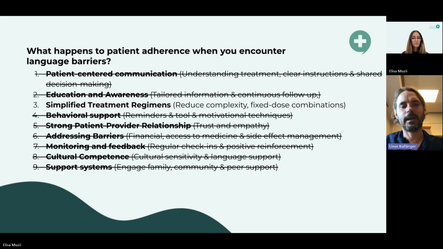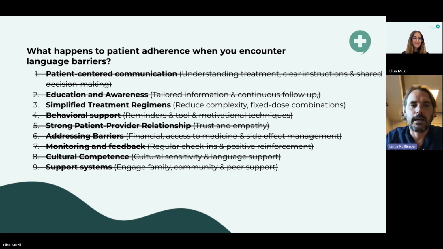But of course, I've kept one there. It's simplified treatment regimens. Of course, you can reduce complexity, so you can do something, but it's very difficult to work with patients if you can't speak the same language. We will get back to that, but that's one of the most important. That's why we started the Capio Translate, because we need to be able to talk to patients, to build a relationship with them, and to educate them in every way you can.